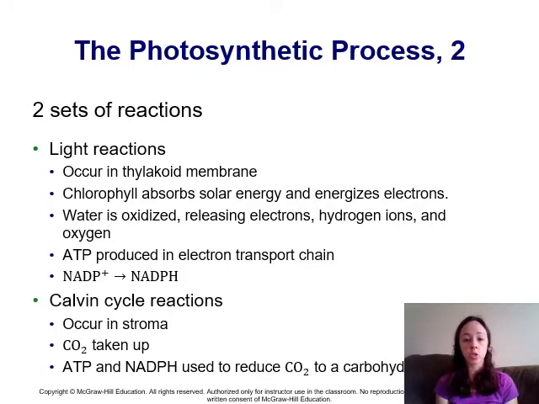The electrons will go through the electron transport chain, just like in that final step of cellular respiration, which will then produce ATP and give a coenzyme NADP and a hydrogen ion, turning it into NADPH. So just like in cellular respiration, we're going to have coenzymes, and our coenzyme in photosynthesis is NADP. After this, the NADPH and the ATP goes into the stroma, where it reduces the carbon dioxide into glucose.